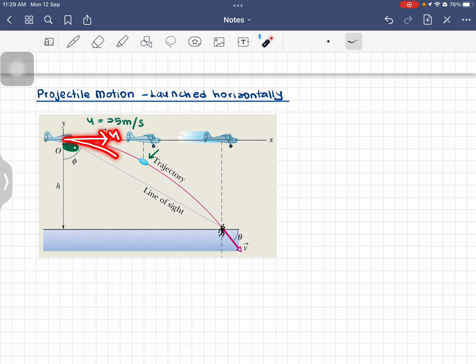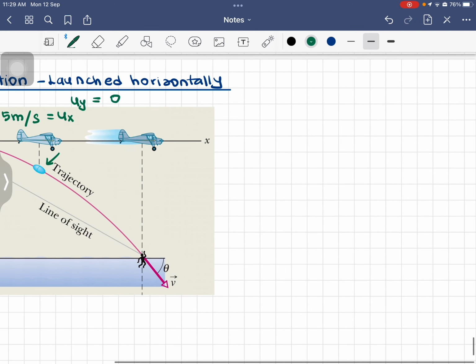This is our u. So u, if we resolve it, only has ux. This is your ux and your uy is equal to 0. And this is your height. Let's say your height is 100 meters. So you have these two pieces of information. You can have any other information, as before.